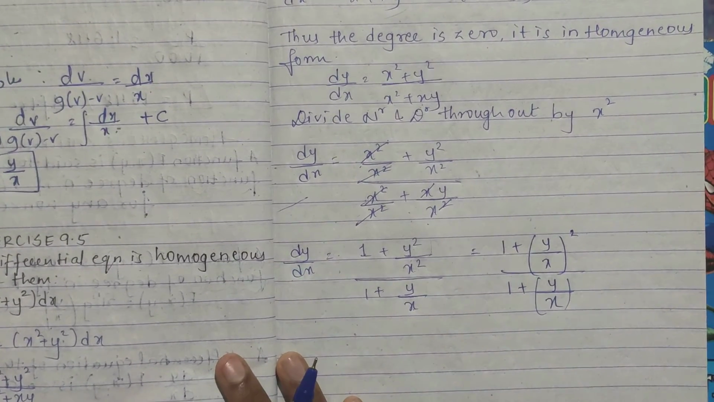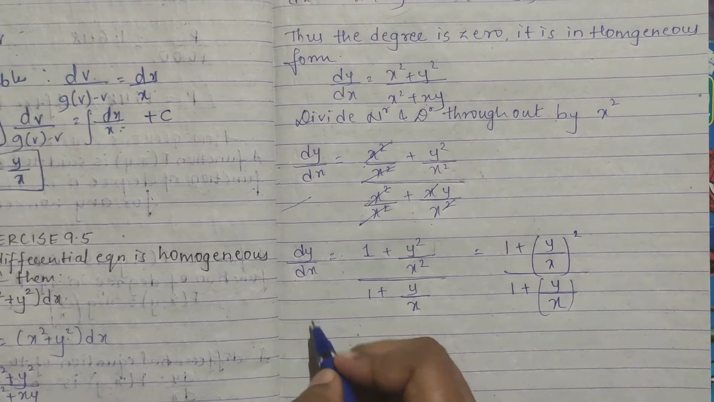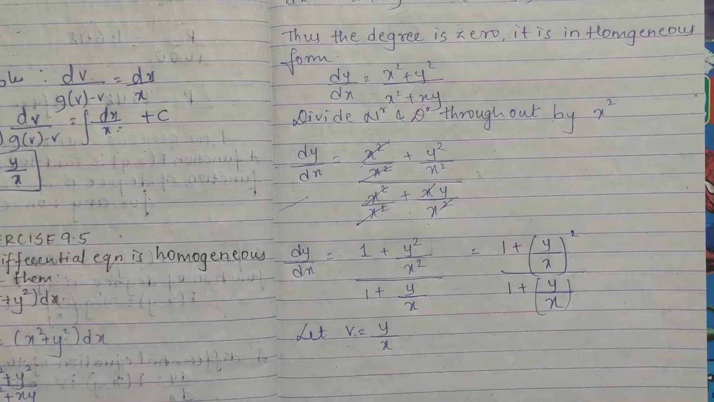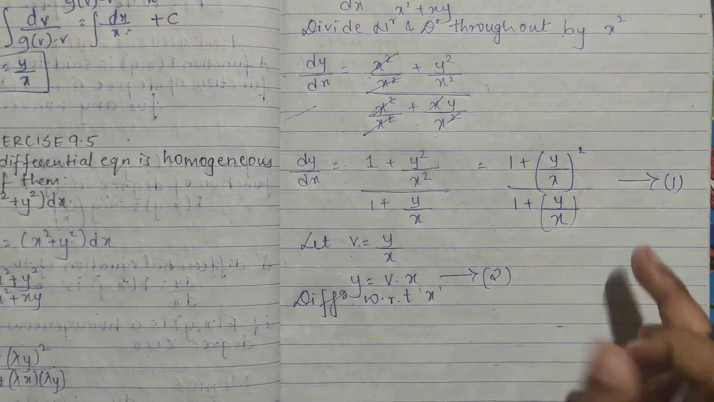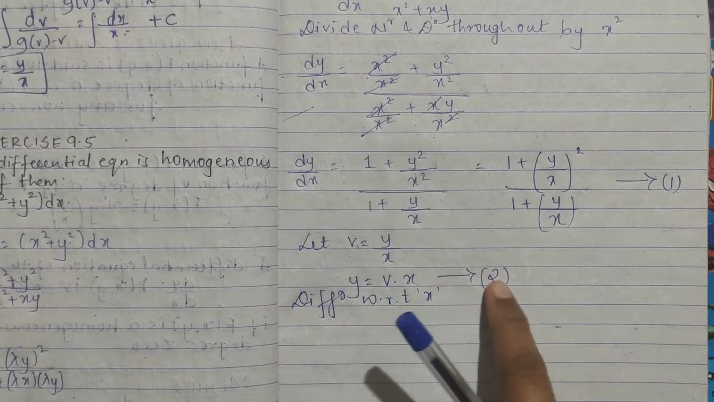In integration there is the substitution method. You have studied this in your differentiation also. So what we will do: let v is equal to y by x. Take this as equation 1. Then substitution: let v is equal to y by x, so y is equal to vx. Take it as equation 2.